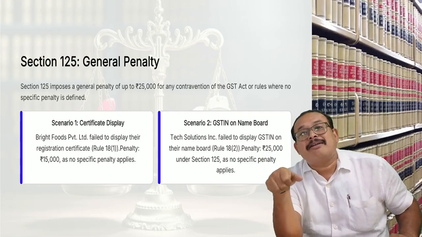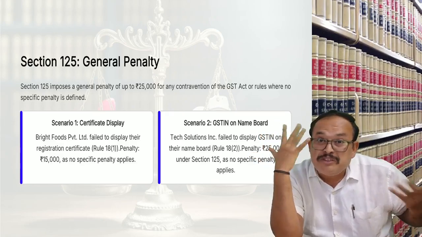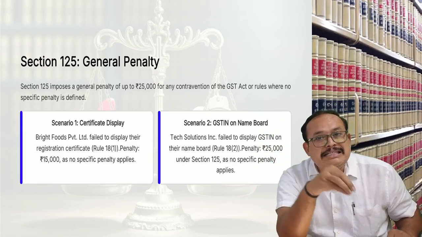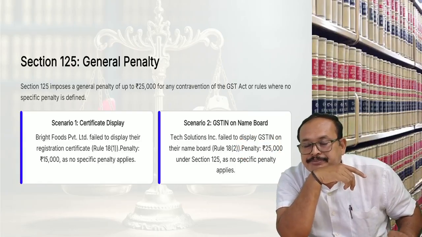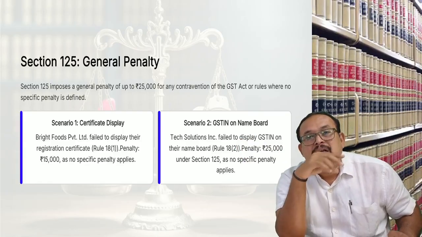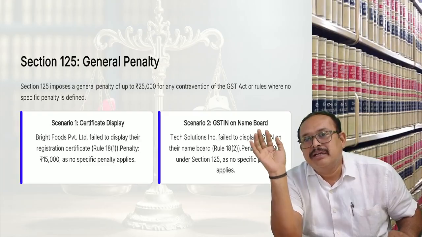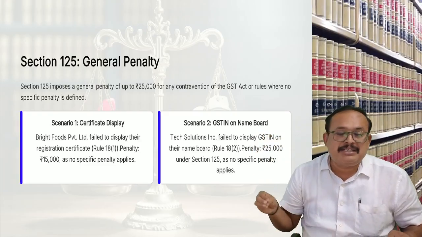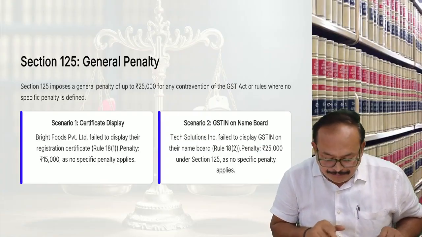"I kept it in the locker, sir." Penalty under which provision? No specific provision, so it will fall under section 125. You get my point, sir? What is the maximum penalty? Up to rupees 25,000 as per CGST, and the same amount as per the existing SGST. Got the clarity?